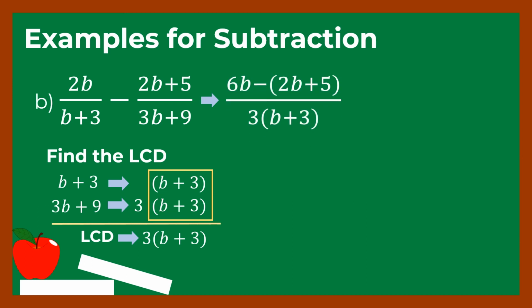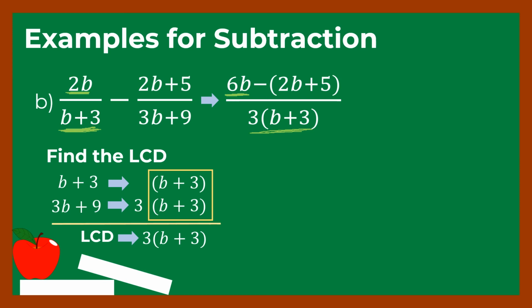6b minus the quantity of 2b plus 5 all over 3 times the quantity of b plus 3. So paano ko nakuha yung 6b? Focus muna tayo dito sa 2b all over b plus 3. Ang ginawa ko is itong LCD divided by the denominator, which is b plus 3. So yung matitira na lang is si 3 times sa numerator na 2b. Kaya naging 6b.